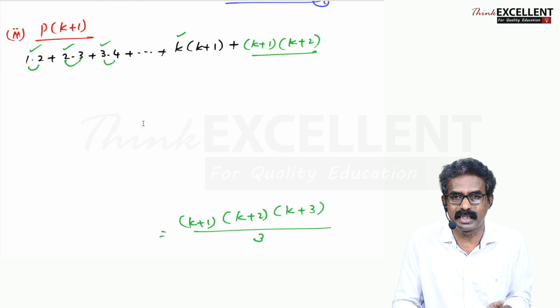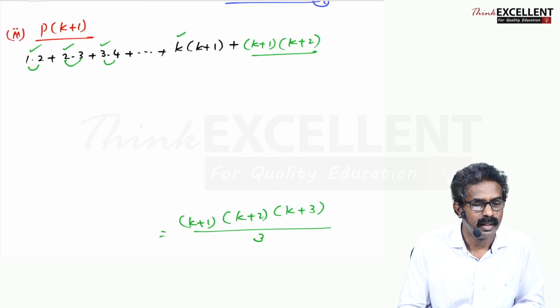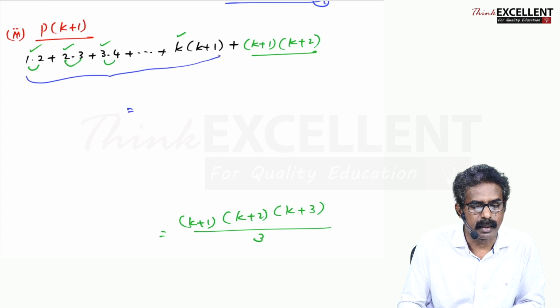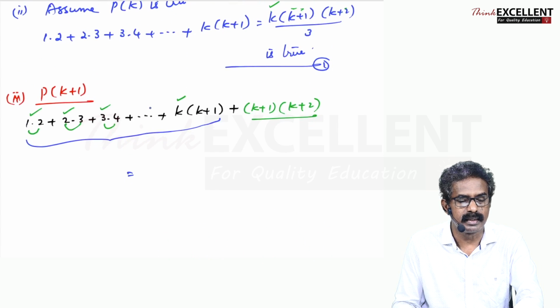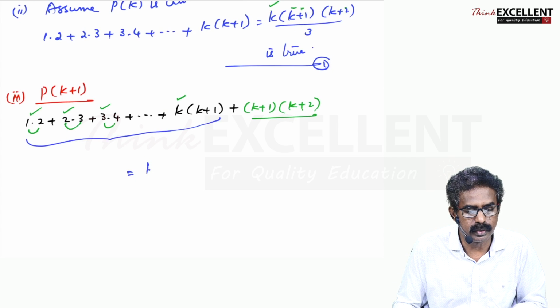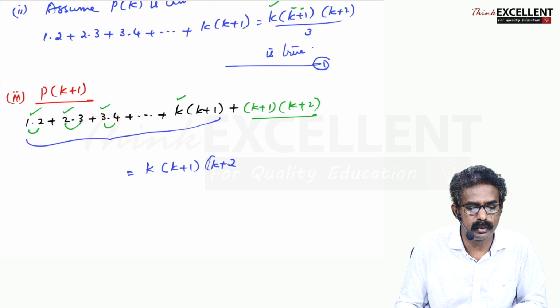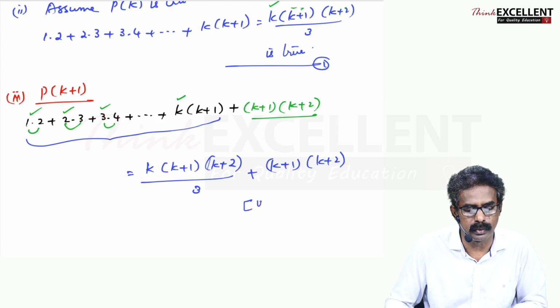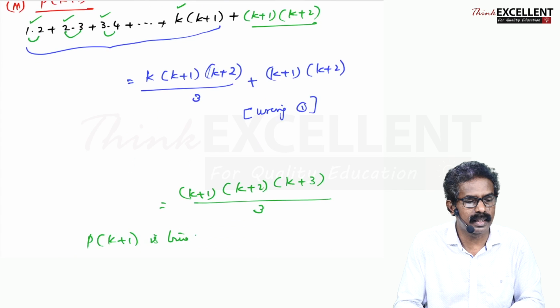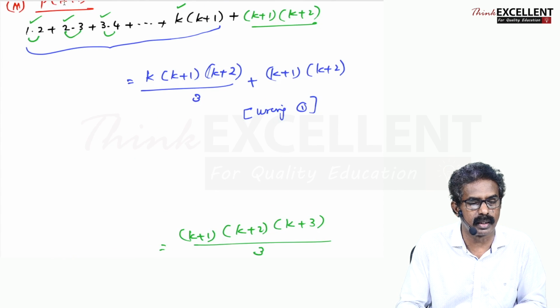Now let us see how to get this. This is the most important thing. Up to k terms, we assume the answer as this one, equation number 1: k into k plus 1 into k plus 2 by 3, plus one extra term. What is the extra term? k plus 1 into k plus 2. And you can write here using the result number 1. Now you see the answer also. So based on that you have to proceed.